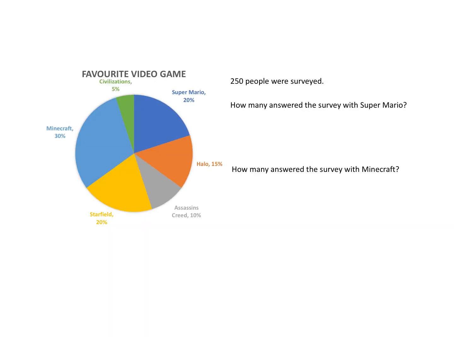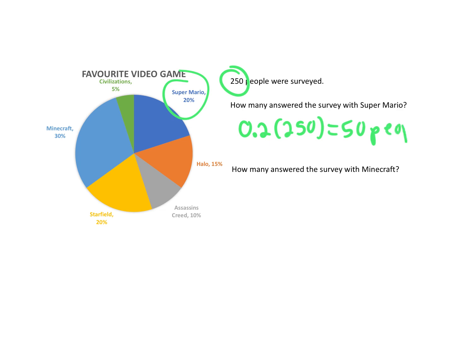Here we have a pie chart. And I have two questions here. I want to know how many people answered the survey with Super Mario. Well, we have 20% of people answered Super Mario. So we take our 20%, turn it into a decimal, and then we're going to times it by the 250 people surveyed, and this gives us an answer of 50 people that answered the survey with the Super Mario.